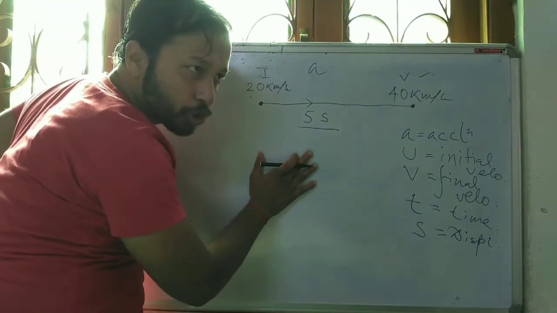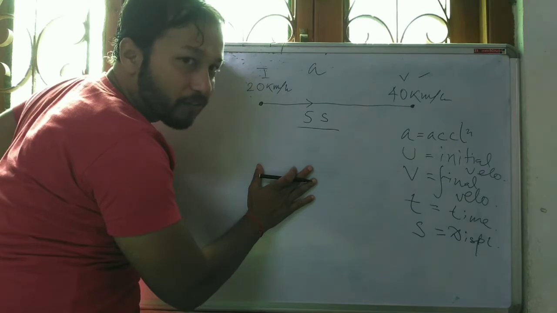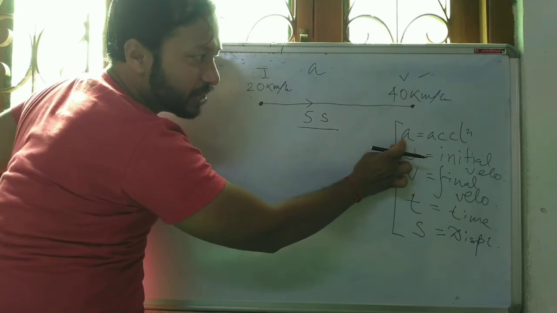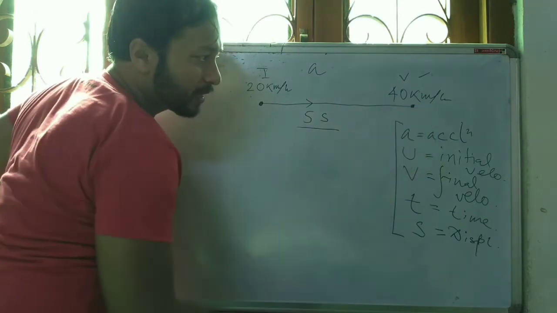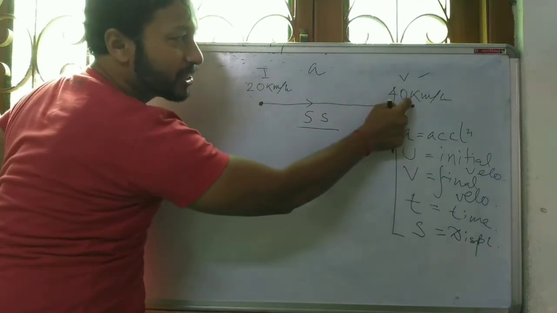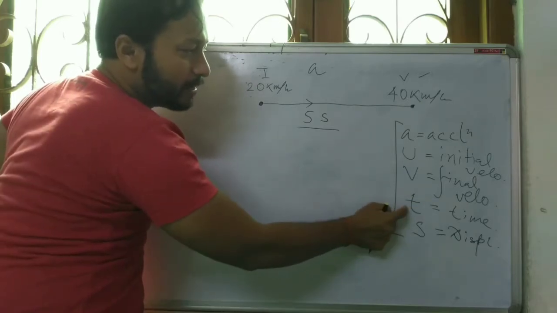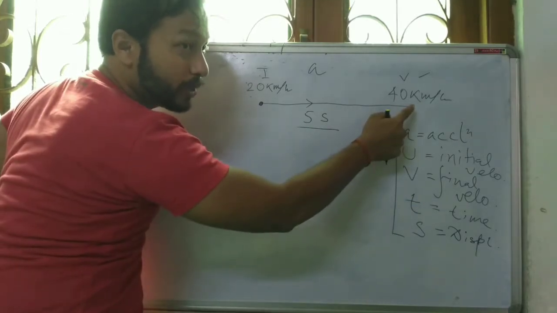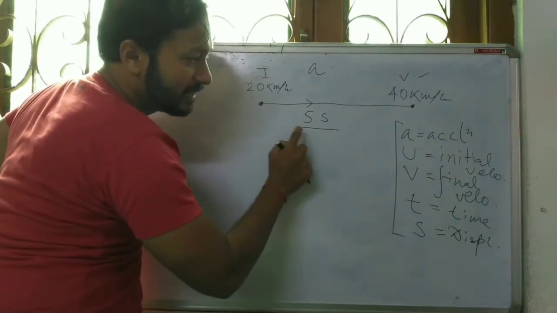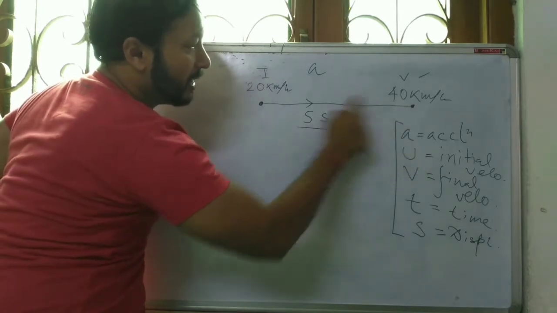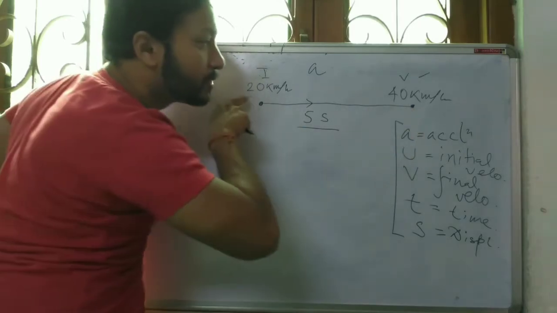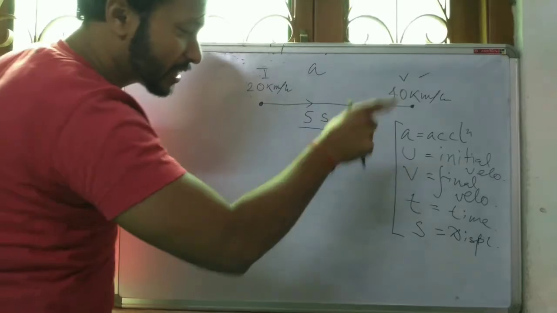Now I am going to show you some equations of linear motion by using these terms. First is acceleration, which increases my speed. U is initial velocity at the start, V is final velocity at the end, t is the time taken by the scooty to increase that velocity, S is the distance covered, the displacement covered. Here distance and displacement are both the same because the object is going straight, linear.